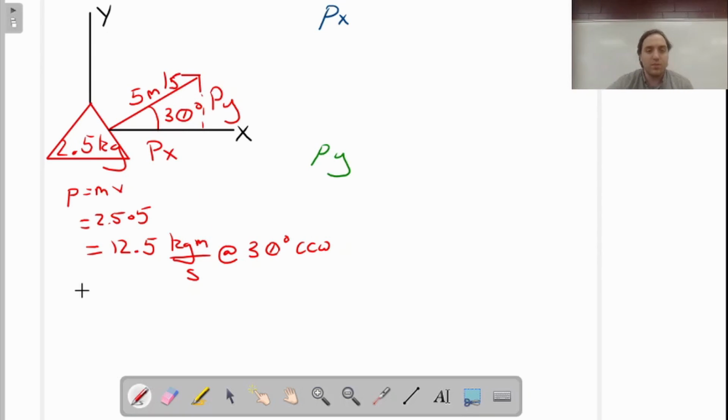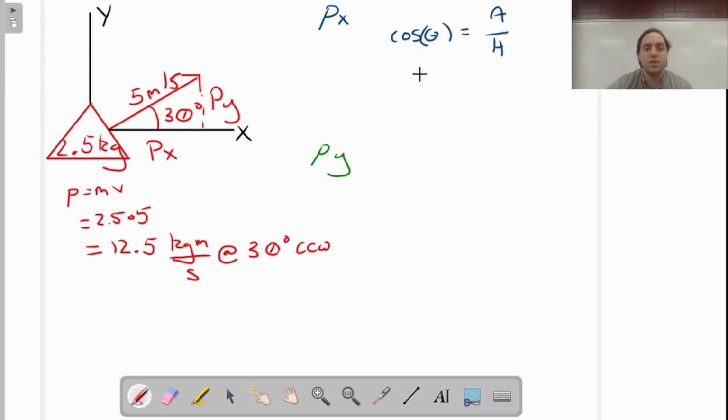The total momentum we've already said is 12.5, but if I want to find the momentum in the x direction, well, we have a triangle here. And px is on the adjacent side to the angle, and the momentum's heading this way, which would be the hypotenuse. Adjacent and hypotenuse is cosine.